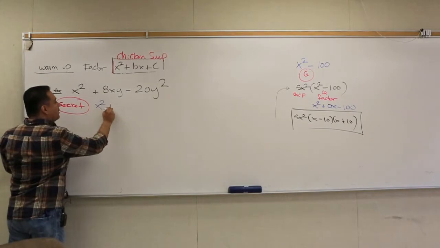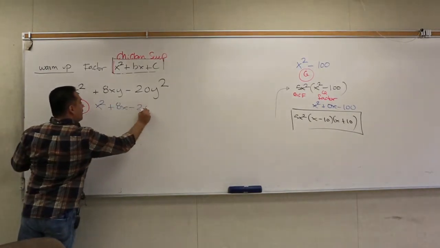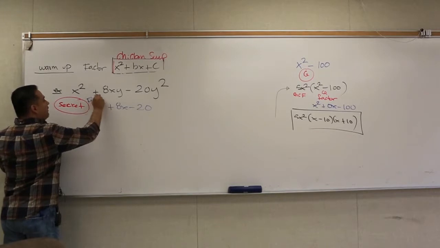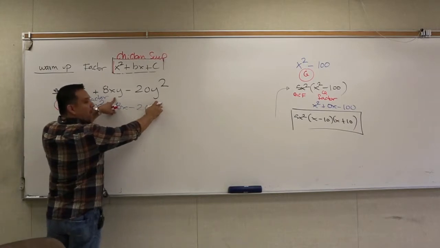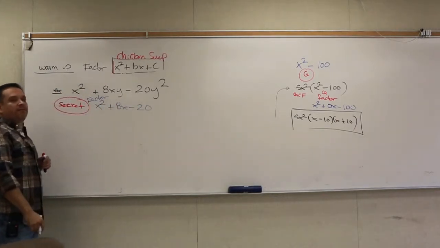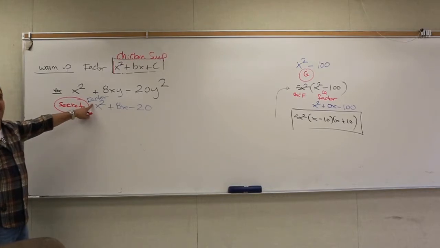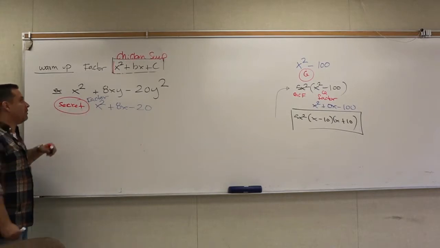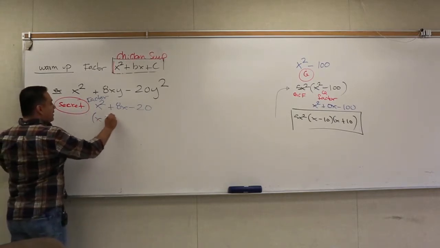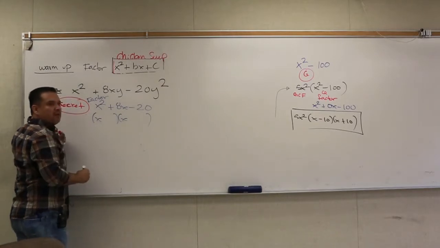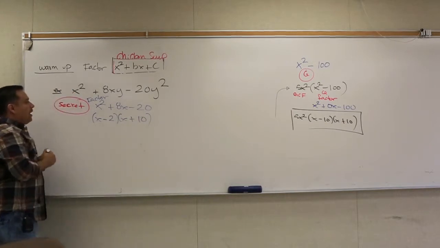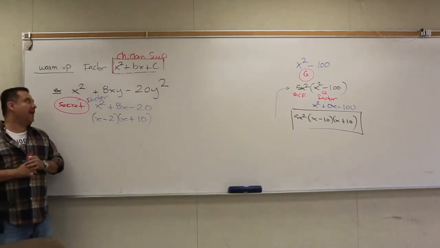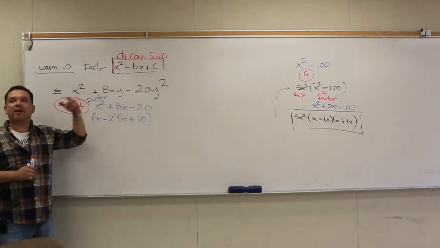Don't even think about the y term. In other words, my secret is to factor x squared plus 8x minus 20. I just forget about my y term. It's not even there. That's my secret. Now, we factored this already. This is warm-up question number 4. What did you guys get when you factored this in blue? Is it x minus 2 and x plus 10? Okay. So instead of the top one in black, I factor the blue one.